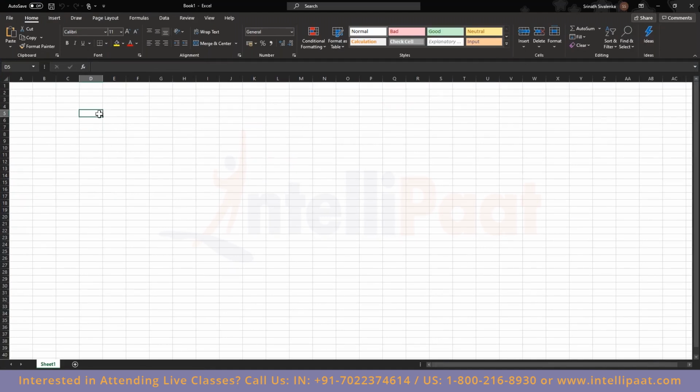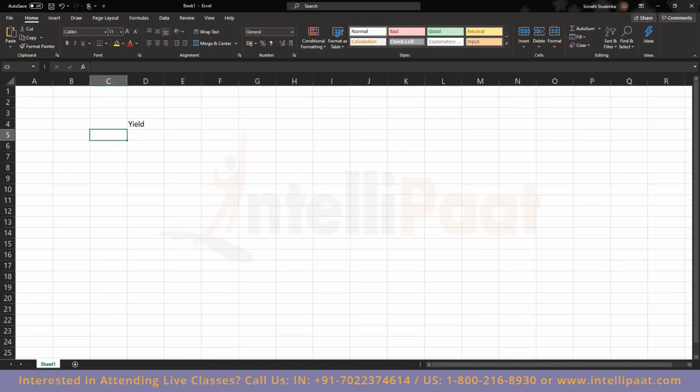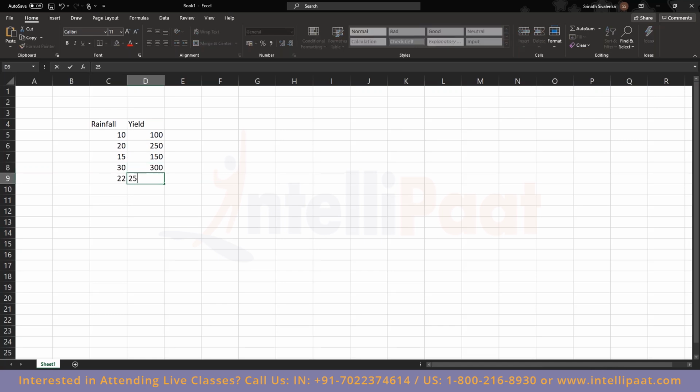Let's take a few values. Let's say this is yield, this is rainfall, and let's say 10, 20, 15, 30, 22. Let's take 5 data points for the moment. And yield is, let's say, 100, I don't know, 150. I've just taken the numbers a little differently for the moment, but 150. And then let's say we have 300, and let's say 250. Let's say these are the values that I have currently.